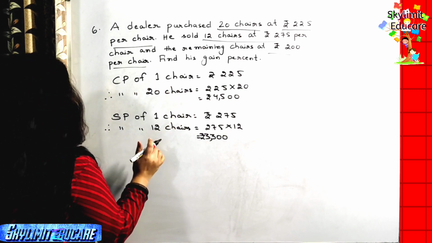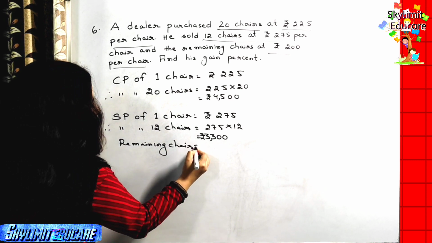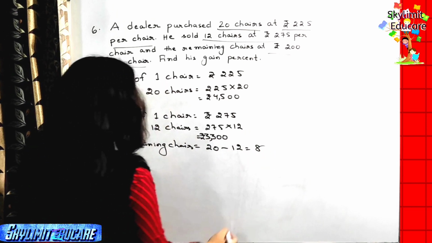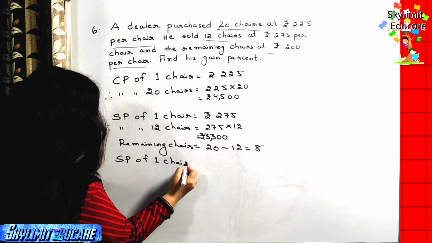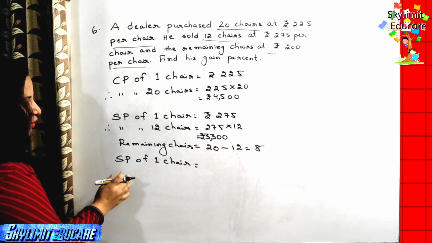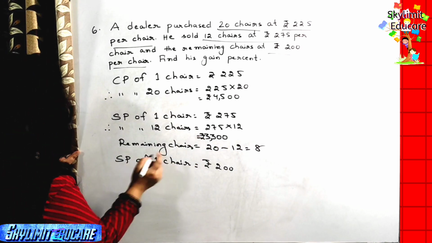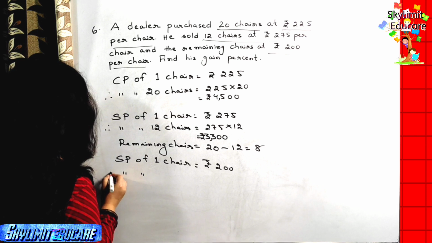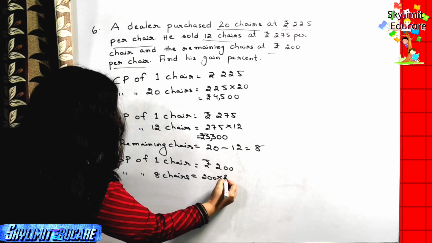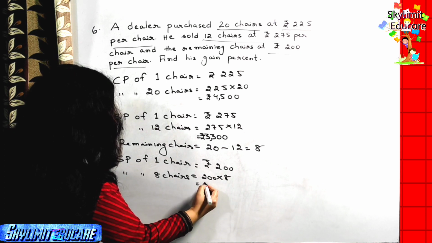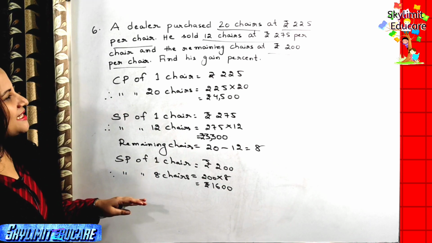Now the remaining chairs. What is the number of remaining chairs, students? How many chairs in all did he purchase? He purchased 20 chairs, 12 he has already sold, so the remaining chairs are 8. Now the SP of one chair: the remaining chairs he sold at rupees 200 per chair. How many chairs did he sell in this way? 8 chairs. Therefore the SP of 8 chairs will be 200 multiplied by 8, which is rupees 1,600.